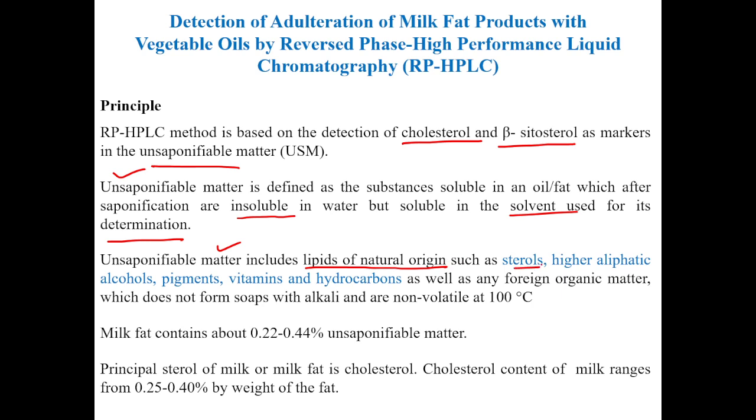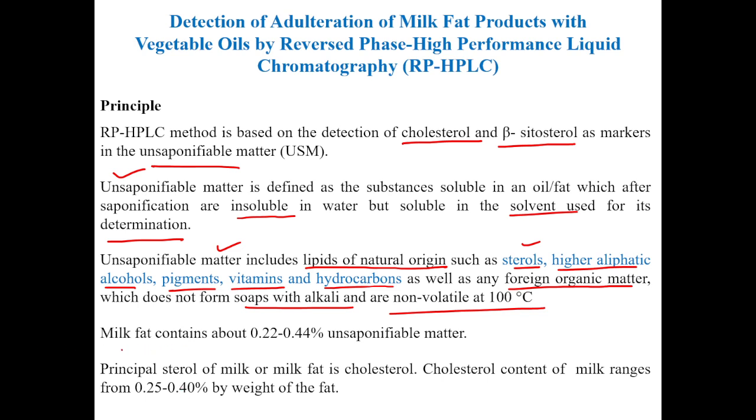Examples are sterols, higher aliphatic alcohols, pigments, vitamins like A, D, E, K, and hydrocarbons. All these materials, as well as some foreign organic matter, do not form soaps with alkali and are non-volatile at 100 degrees Celsius. So these are the definitions. USM includes sterols, higher aliphatic alcohols, pigments, vitamins, hydrocarbons, as well as some foreign organic matter which do not form soaps with alkali and are non-volatile at 100 degrees Celsius.